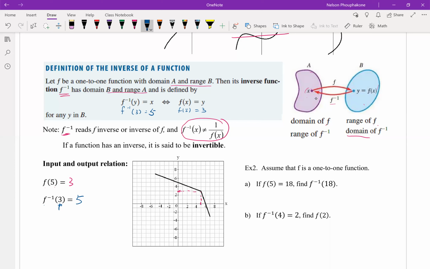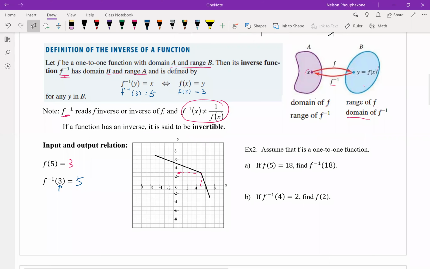Now, let's try this. I have f of 5 equal to 18, and f is a one-to-one function. In other words, f inverse of 18 must be 5. How about f inverse of 4 equal to 2? Then f of 2 is equal to, you're correct, 4. This is, again, the inverse notation.